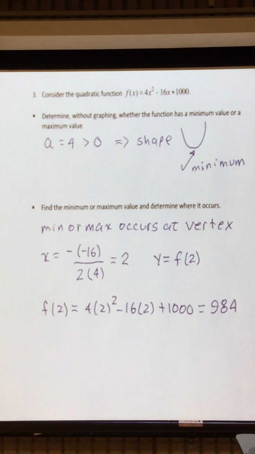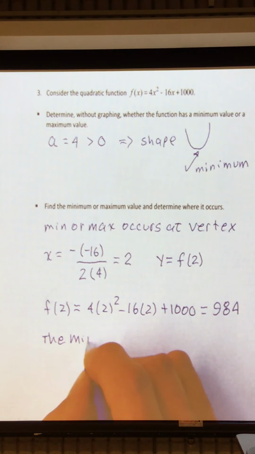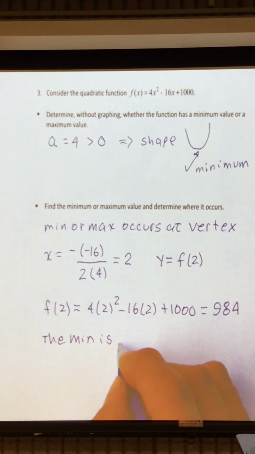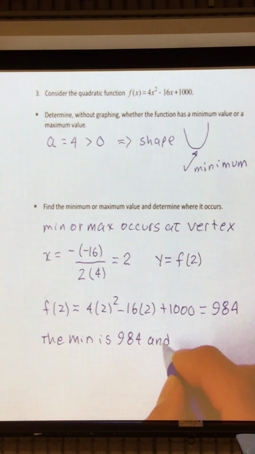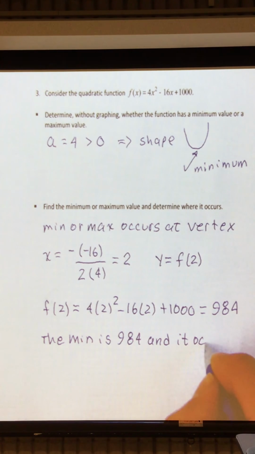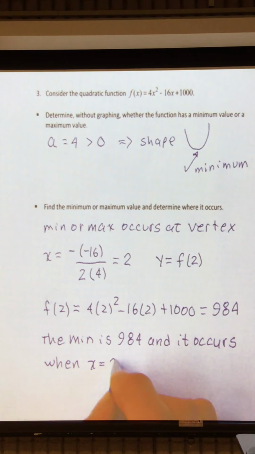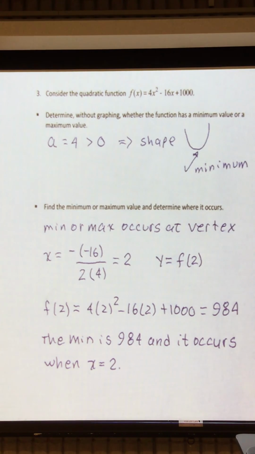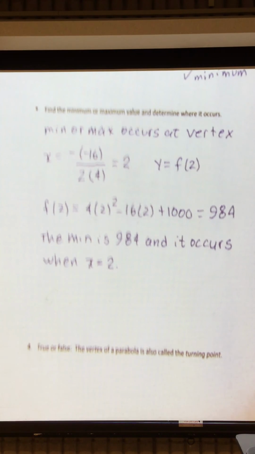So the conclusion here is the minimum is the y value, 984, and where it occurs is the x value, when x equals 2. And that's problem 3. Problem 4.